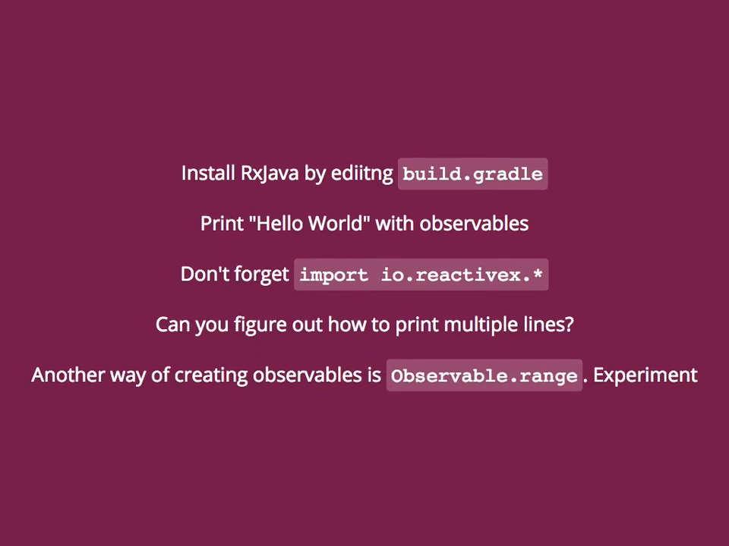Okay, so just to reiterate what we've done: print hello world with observables. Just a quick thing you could try doing right now is see if you could figure out how to print multiple lines. Don't put it in your subscribe call. That would probably be the easiest way to do it, or put new lines embedded into your strings. Okay, I'm going to soldier on.